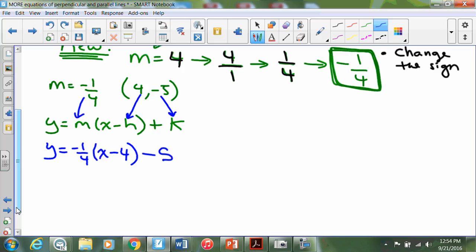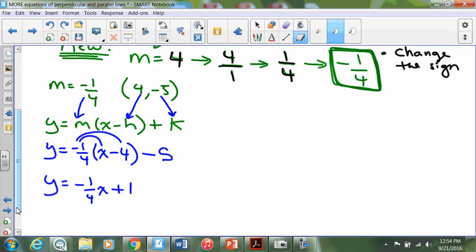All right, so all I have to do now is distribute. I'm going to do -1/4 times x is -1/4 x. Then we're going to do -1/4 times -4. If you do that in your calculator, it's going to give you a 1. Now, sometimes I notice that people will go, okay, that's a 1, and they just go ahead and put the 1 there. If your answer is positive, you've got to put that plus there. We've got to have something in between. And then we go ahead and bring down the -5.